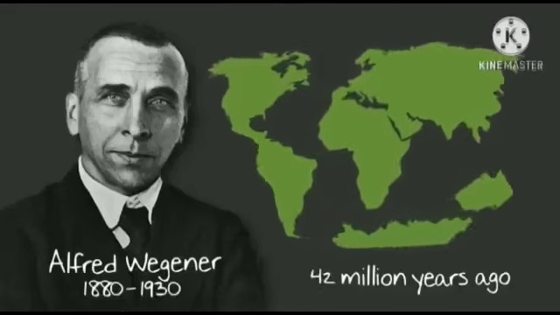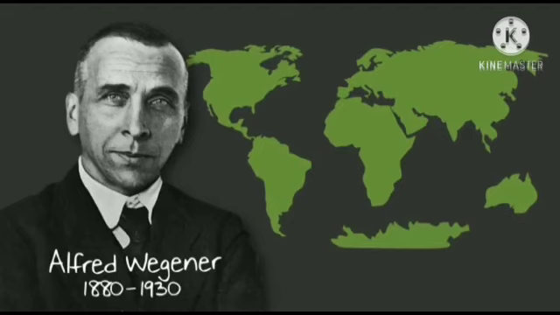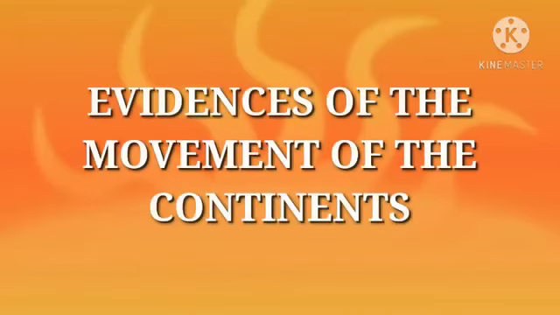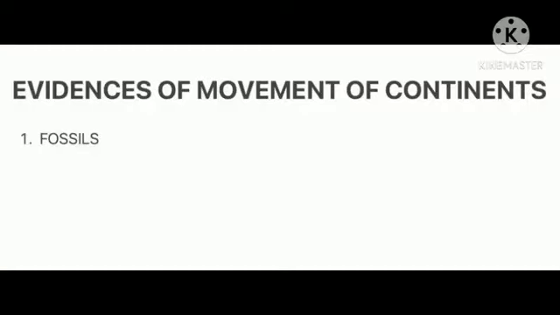Over the course of millions of years, they broke apart into the continents we know today, a process he called the continental drift. Wegener collected several evidences in support of his continental drift theory. Some of the outstanding evidences are, firstly, fossils. Wegener tried to explain the drifting of continents on the basis of distribution of fossils.